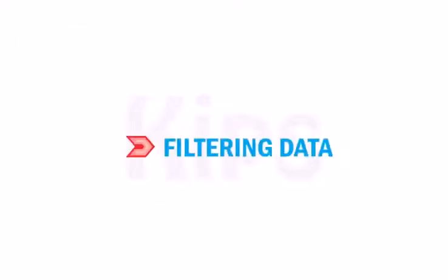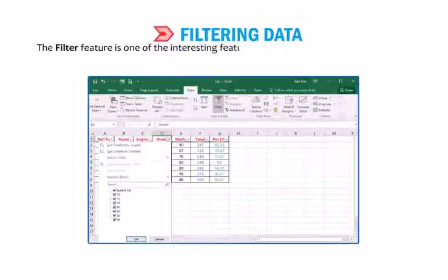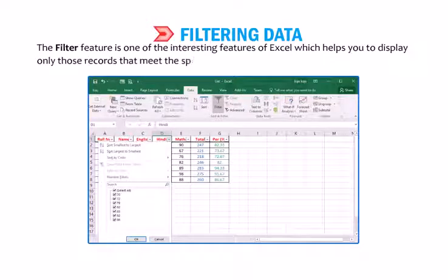Okay, let us find out how to filter data. The filter feature is one of the interesting features of Excel, which helps you to display only those records that meet the specified criteria and hide the rest of the records.